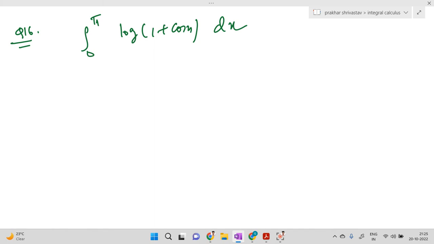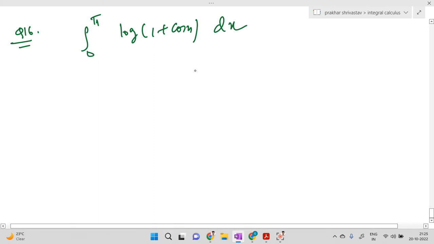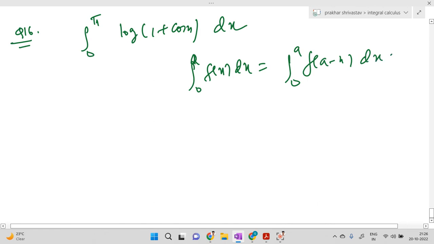Okay, I think we should apply this formula first. Okay, so we'll apply this formula: integral 0 to a f(x) dx equals integral 0 to a f(a minus x) dx. This one, right?